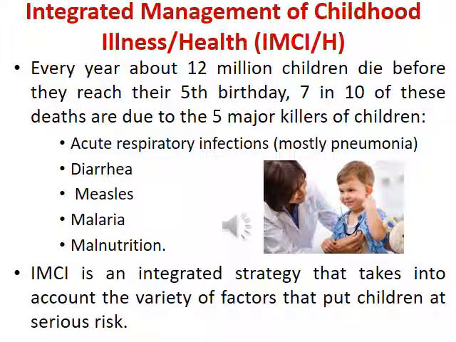Every year about 12 million children die before they reach their 5th birthday. 7 in 10 of these deaths are due to the 5 major killers of children: acute respiratory infections, mostly pneumonia, diarrhea, measles, malaria, and malnutrition. IMCI is an integrated strategy that takes into account the variety of factors that put children at serious risk.